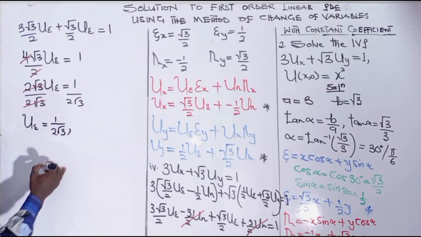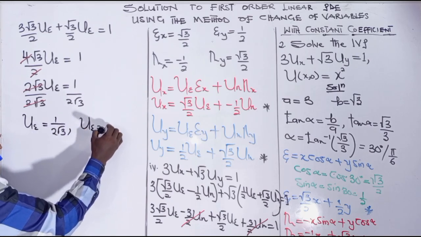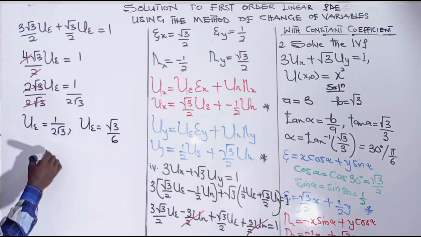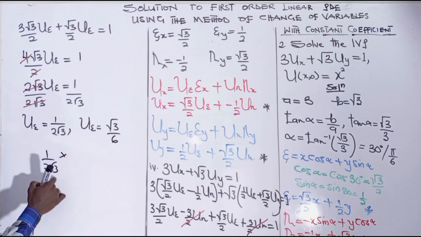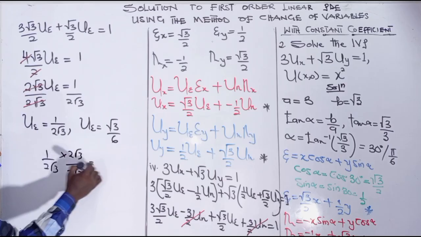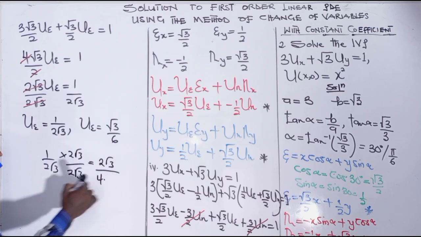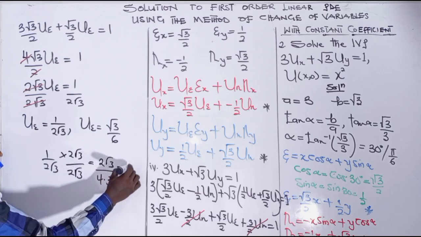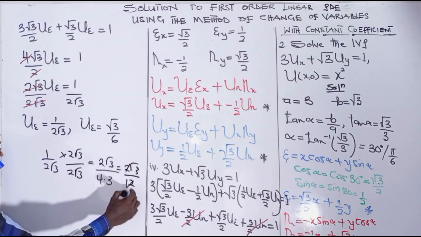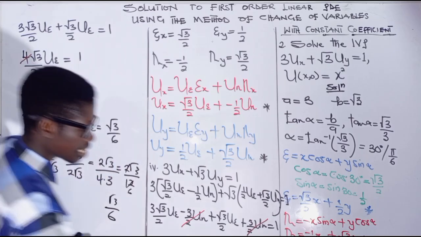Now when you do the algebra, you are going to get u xi is equal to root 3 all over 6. Let's do it. When we rationalize the denominator, we multiply by root 3 over root 3. So this is going to give us root 3 all over 2 root 3 times root 3, giving us 2 times 3, which is 6. So we have root 3 all over 6. So we can write it as that. Very, very easy and interesting.